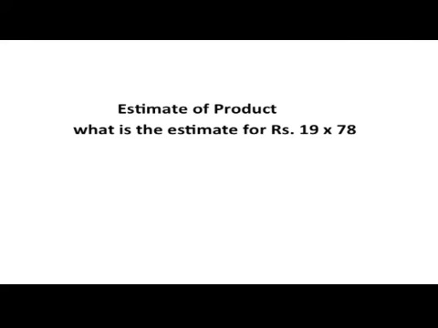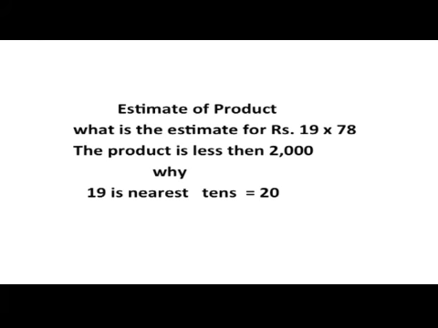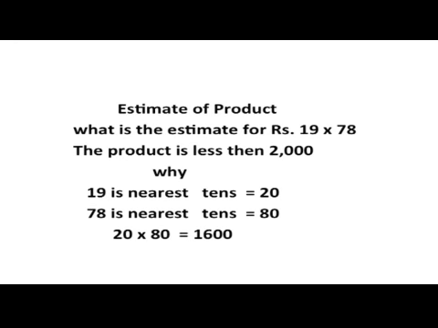How do we estimate a product? What is the estimate for 19 times 78? It is obvious that the product is less than 2000. Why? If we approximate 19 to the nearest tens, we get 20, and then approximate 78 to the nearest tens, we get 80, and we multiply 20 times 80, we get the answer as 16,000.